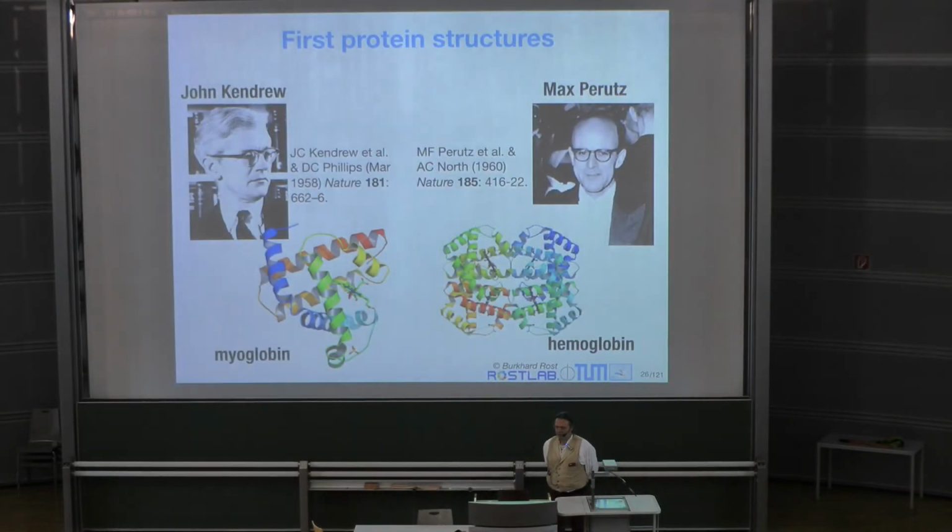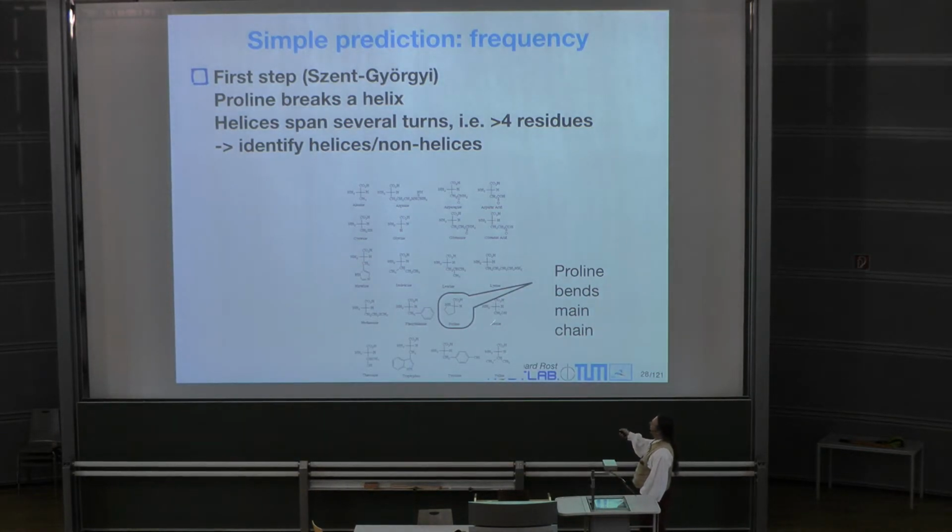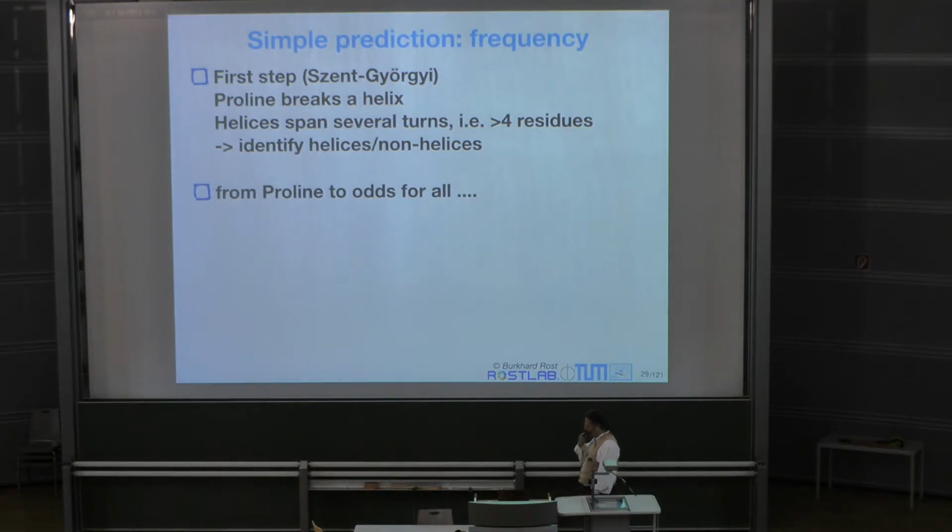The remarkable part of that is that the first structures were done afterwards. So we had the first 1D prediction methods prior to ever having observed secondary structure. So in 57 somebody predicts secondary structure, in 59 or 60 somebody observes secondary structure. This is remarkable. So it predates the actual structures here. Now, again, what I said, the proline is shaped in a way in which it bends the backbone, it bends the chain, and this bend leads to breaking a helix.